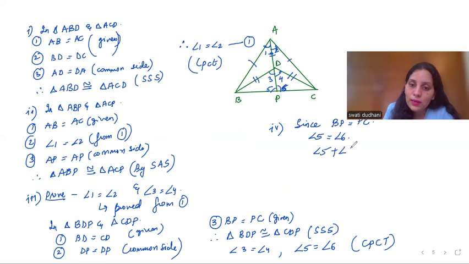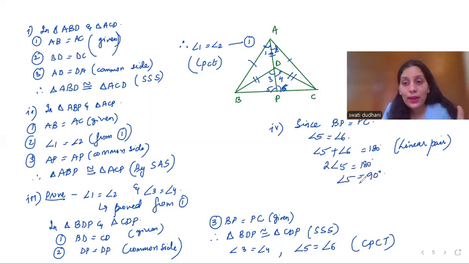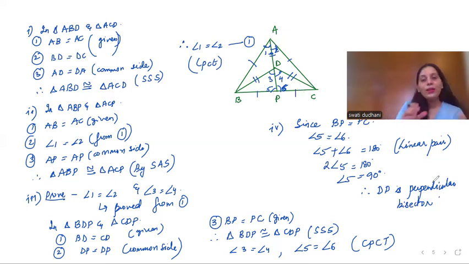So 5 plus 6 is equal to 180 because they are forming a linear pair. So both are equal to each other. So I can write 2 angle 5 is equal to 180. Angle 5 is 90 degrees. 90 degrees means it is definitely perpendicular. Therefore, DP is perpendicular because it is 90. Also bisector. Perpendicular bisector of BC because BP and PC are also equal to each other. I hope this is clear.